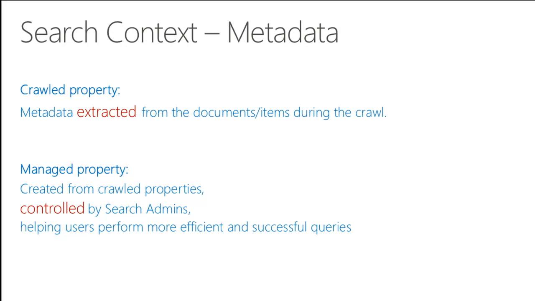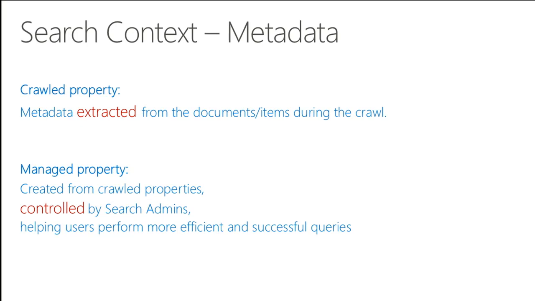So how to do that? We have two different types of properties, two different metadata in search. The first one is the crawled properties. Crawled properties are the properties that can be extracted from the content source, from your content, during the crawl process. So when the crawler goes to the content source and collects the content, the content processor will extract the metadata, and this metadata is going to be the crawled property of your content.